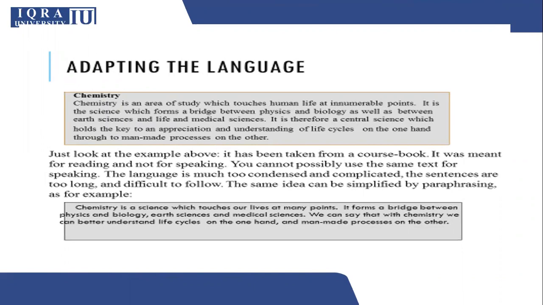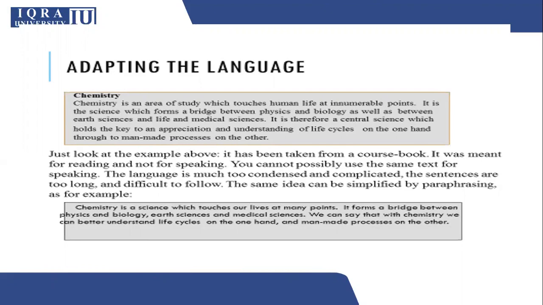Now just look at the example above. It has been taken from a course book. It was meant for reading, but not for writing or speaking. You cannot possibly use the same text for speaking. The language is much too condensed and complicated. The sentences are too long and difficult to follow. The same idea can be simplified by paraphrasing.